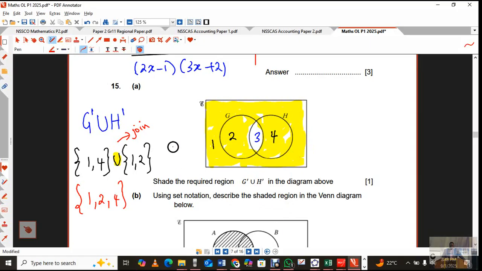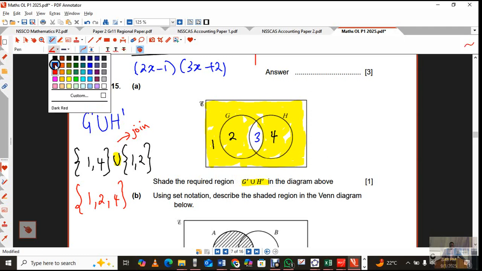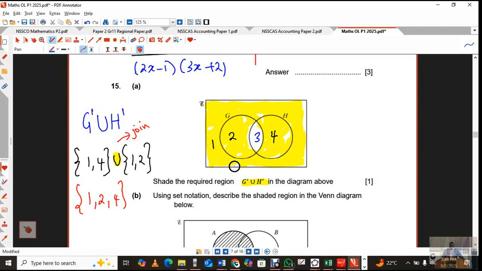Something interesting, though, about this one, just the fact that I thought I should mention it. This can also be written, in fact, this complement of G union H is the same thing, maybe you have guessed it, as where G intersect with H complement. They mean exactly the same thing.